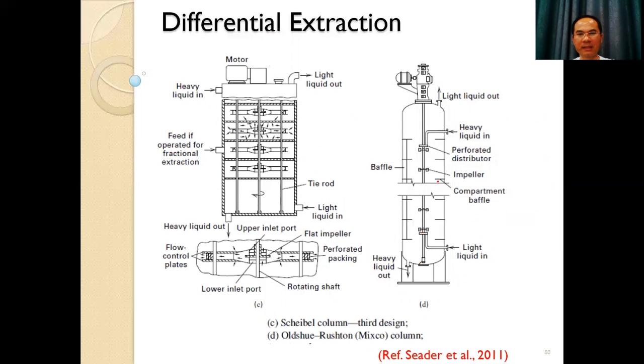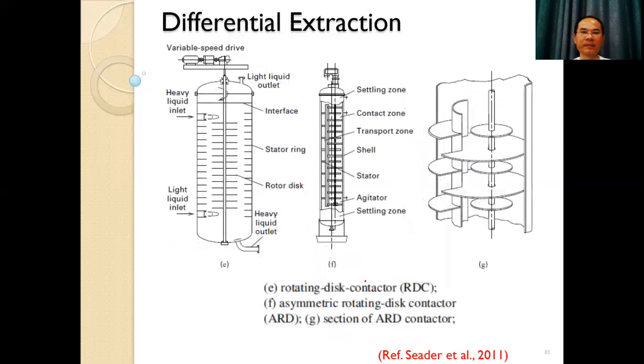Another design has mixing and compartments with baffles like this. This is a rotating disc contactor; the disc rotates while the baffles are fixed. With this configuration, we improve the contact between the light phase and heavy phase. If there is more contact, it may improve the mass transfer.